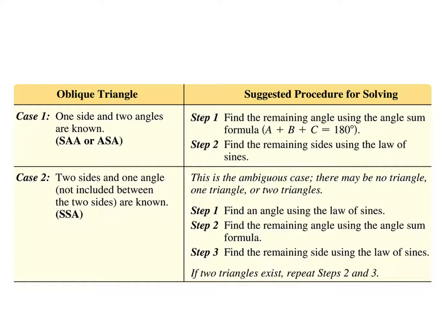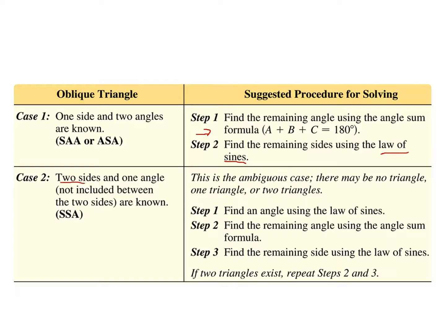Now there are four possible cases when we're solving an oblique triangle. In the first case, we have side-angle-angle or angle-side-angle. We know one side and two angles. For these, I recommend you first find the third angle, knowing that the sum of the three angles is 180, and then use the law of sines to find the other sides.